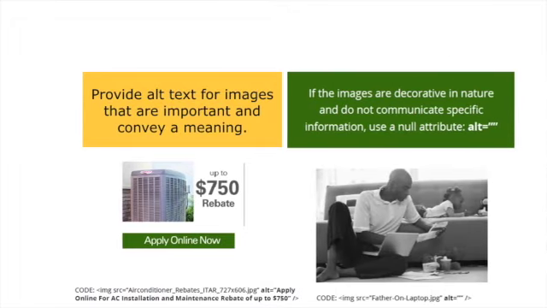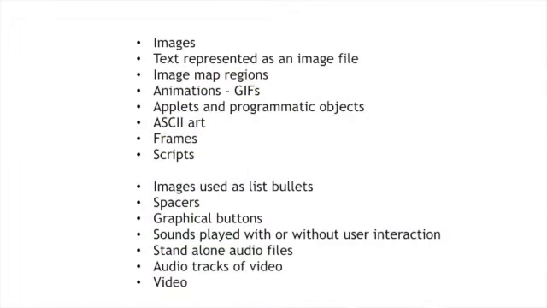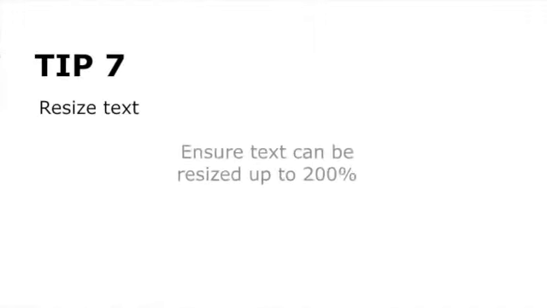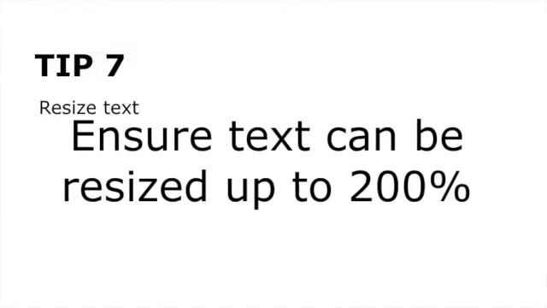Tip 6. Provide alt text for images that are important and convey a meaning. If the image is decorative, then use alt text null so a screen reader can skip the descriptive text. Tip 7. Be sure to make text resizable. A user must be able to resize text up to 200% with no loss of content usability.